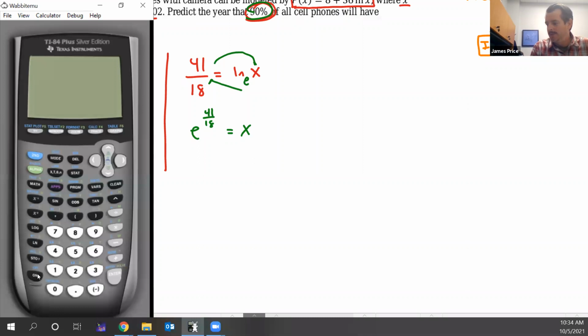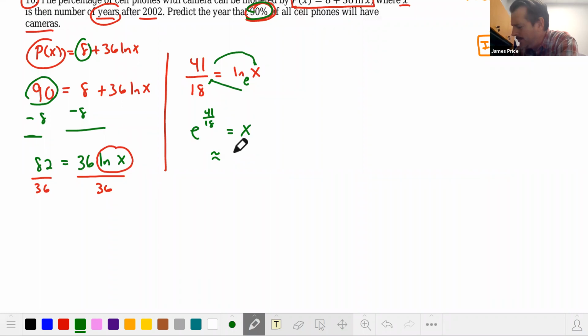So I'll do second ln to get e to the up there and do 41 over 18. And it's nice to approximate because you want to make sure the answer makes sense. And what pops out is about 9.75 years, or let's just do 9.8 years. So about 9.8 years, which I think is pretty much spot on.